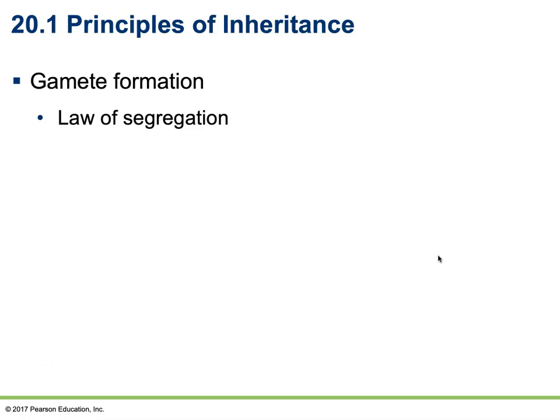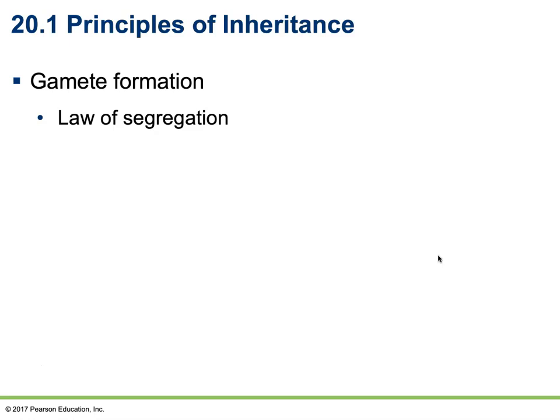two traits. For example, he might have crossed a tall plant with a green pod against a short plant with a yellow pod. It's important to note that once again he used true breeding plants, or purebred plants, that only produce that particular phenotype. So for many, many generations going back, they always produced tall green pods or always produced short yellow pods.